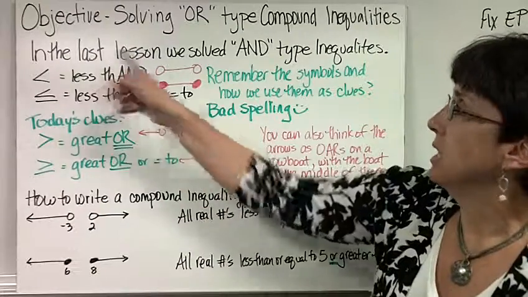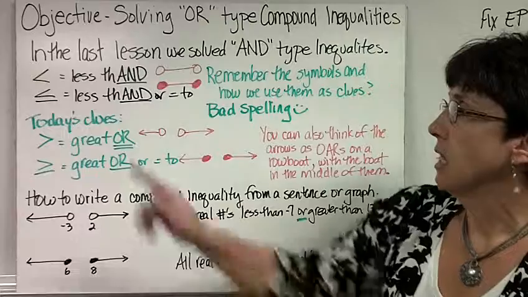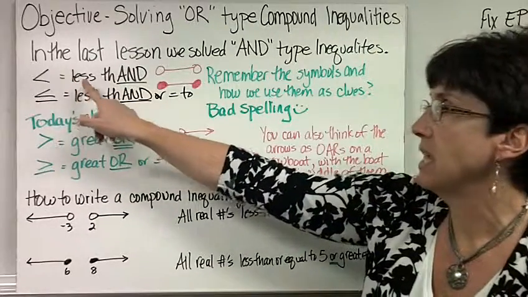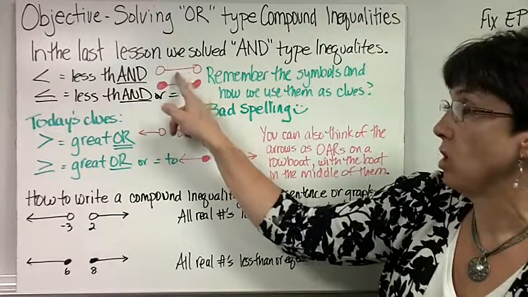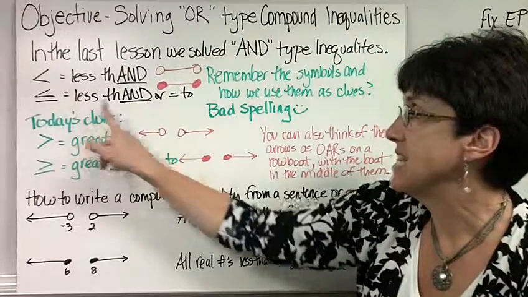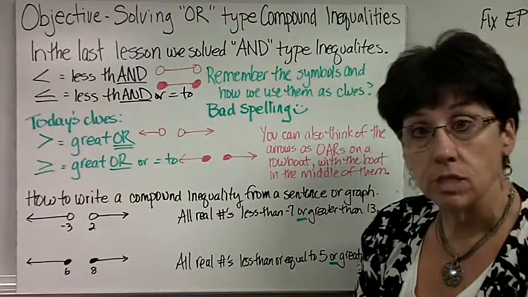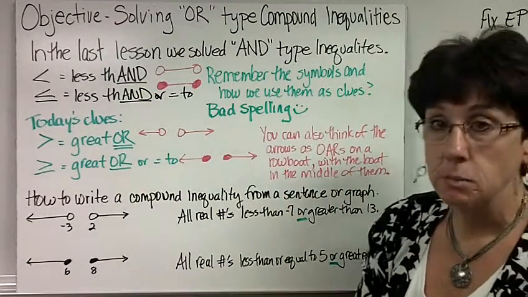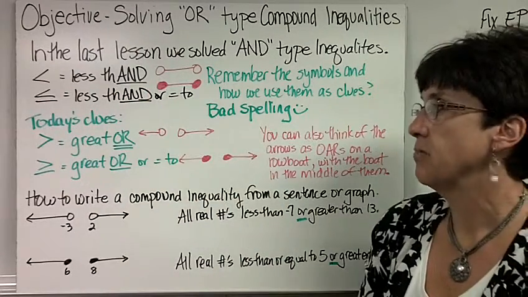All right, in the last lesson we solved AND type inequalities. And I told you if it's less than, we say less than, and it helps us remember, and it would be open circles with our solution in the middle. Less than or equal to. Okay, we remember the symbols and how we use them as the clues. So less than tells us it's going to look like this.